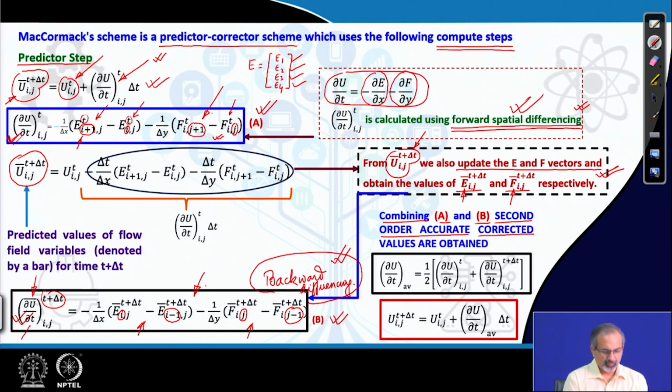Finally, with the del u bar del t value that you have assessed, you sum it with del u del t which you had assessed in the earlier step, take an arithmetic average, and that gives you the average del u del t value. That is what you fit into the equation which you got from the Taylor series expansion in order to move the solution to the next time step. So, that is how the prediction and the correction are done in the two sub steps in order to move the solution to the new time step.